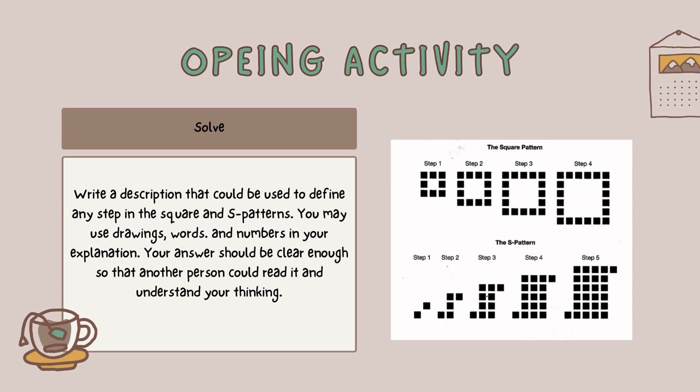So the question is, write a description that could be used to define any steps in the square and S patterns. You may use drawings, words, and numbers in your explanation, and your answer should be clear enough so that any other person could read it and understand your thinking.